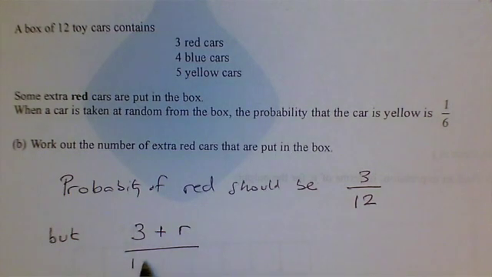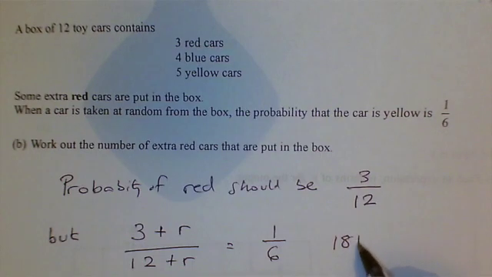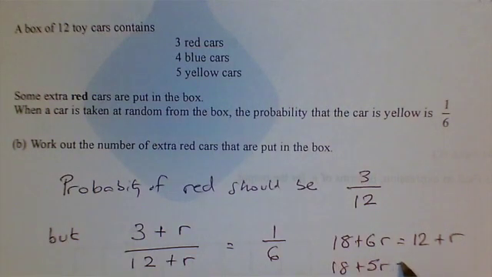So I'm saying that 3 red cards plus some more red cards out of 12 cards plus some more red cards has got to equal a 6. And if I cross multiply my fractions, that means the denominator multiplies the numerator of the other fraction. Then I should get an equation which will tell me the value of r. So 6 times by 3 is 18, 6 times r is 6r, equals 12 plus r. Now of course this is where I realised that I've been a bit silly, because it means I'd have to take out red cards.